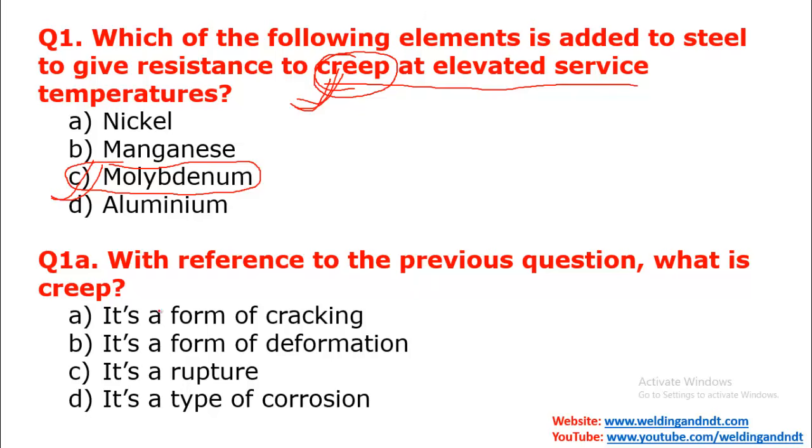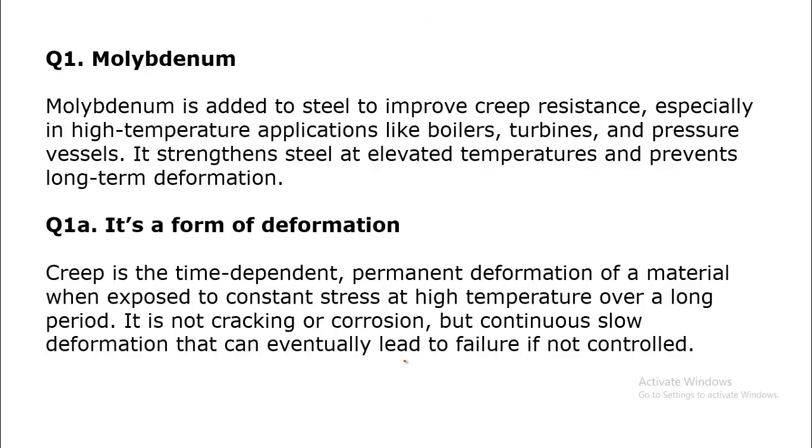Now question 1a, with reference to the previous question, what is the creep? See, creep is nothing but a form of deformation. So it's a form of deformation. And what kind of deformation? Deformation over a longer period of time. Means if a load is subjected on a material for a longer period of time, that deformation will happen. So here the explanation is there. If you want, you can pause the video and read the explanation too.